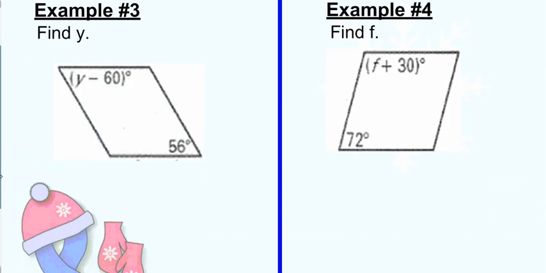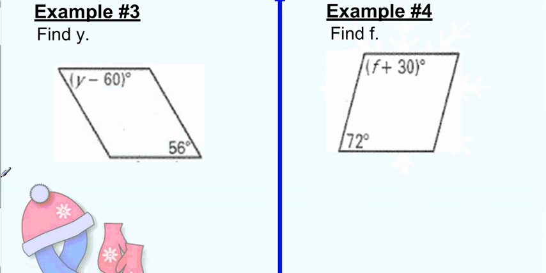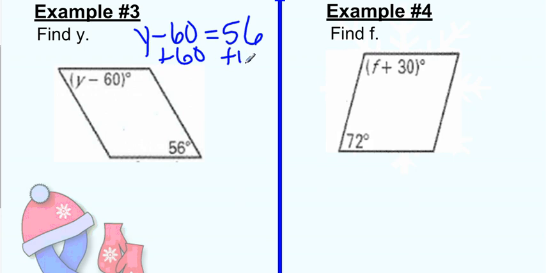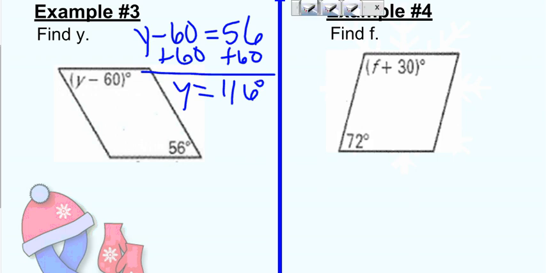So let's put this to the test. Example number 3, we're looking for y. Notice that those are opposite angles, and if they're opposite angles, they will be congruent. So we will have y minus 60 equals 56. We'll add 60 to both sides, and y equals 116. Okay, y equals 116.